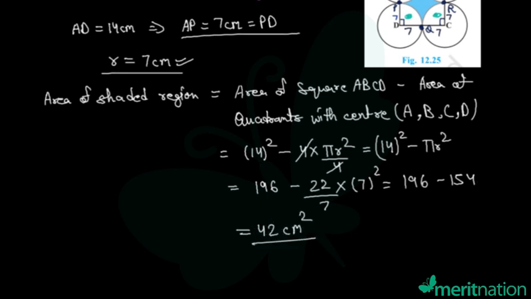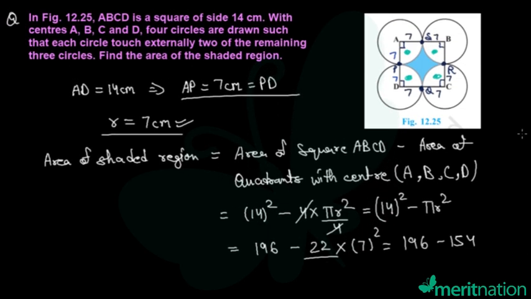Yes, that's correct. The area of this shaded region is equal to 42 centimeters square. It's basically nothing but the area of the square minus the area of a circle with radius 7 centimeters.